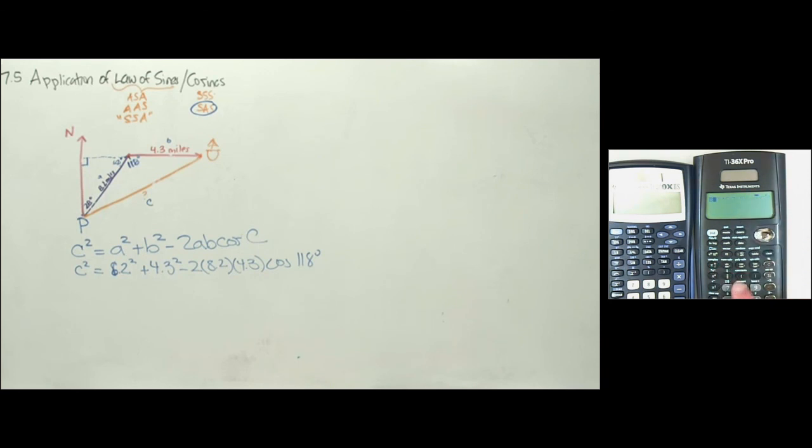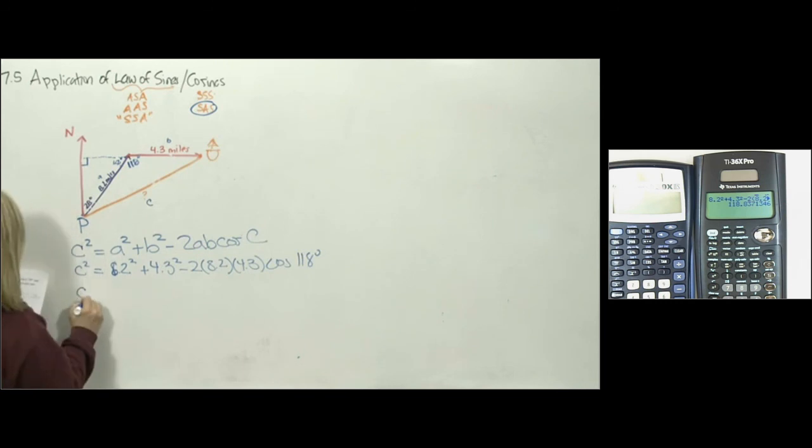So I type 8 2/10 squared plus 4 3/10 squared. I do the minus, the big minus, subtract 2 parentheses, because now I'm going to multiply 8 2/10 parentheses 4 3/10. I hit the trig function cos. I put in my angle measurement 118 and close it. I do not need the degree symbol. We're in degrees. We hit equals. We get this lovely decimal.